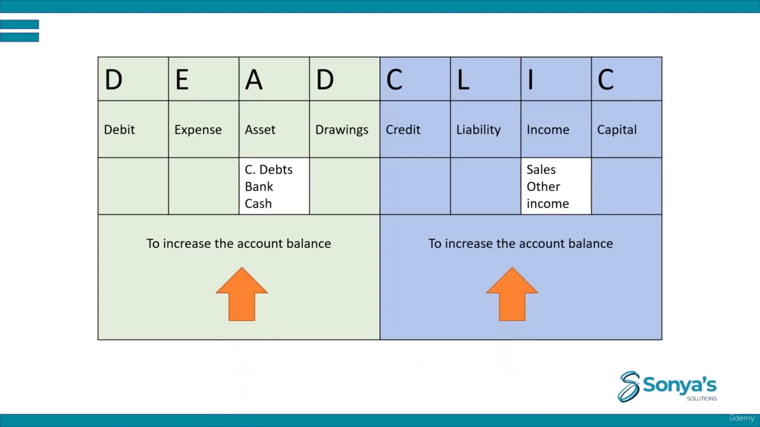Do ensure you make a note of the mnemonic DEADCLIC, as it will help you use the double entry accounts correctly. In this lesson, the income account we used was a sales account. It's worth noting that other forms of income are recorded in exactly the same way. The asset accounts we used were customers' debts, bank and cash.